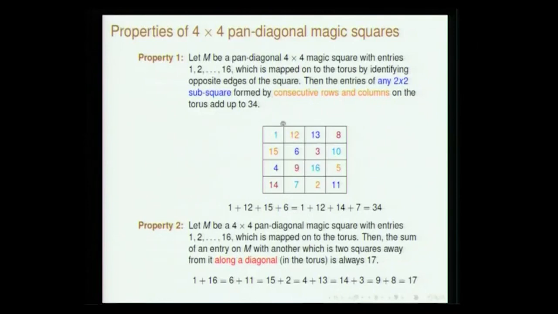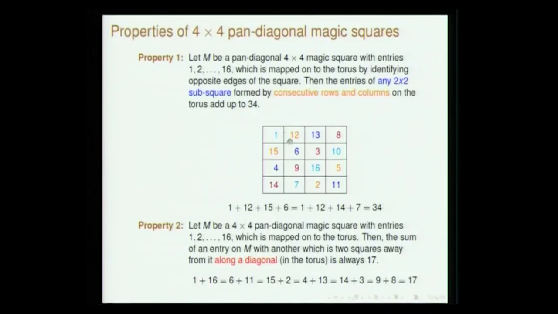The property one is: given a 4 by 4 magic square with entries 1 to 16, which are mapped onto a torus, which we are trying to explain by identifying the opposite edges, so this maps to this, this maps to this and so on. Then the entries of any 2 by 2 subsquare, how many such subsquares can there be? 1, 2, 3, 4, 5, 6, 7, 8 and then the center 9. You can map this torus also, this 1 and 14 and then 11 and 8. So totally you will have 15. Any of these subsquares will also add up to 34. This is one interesting observation which one has to make.